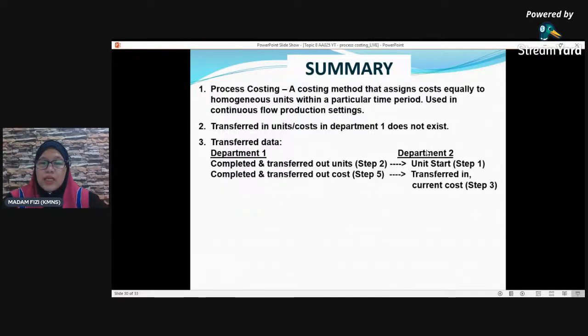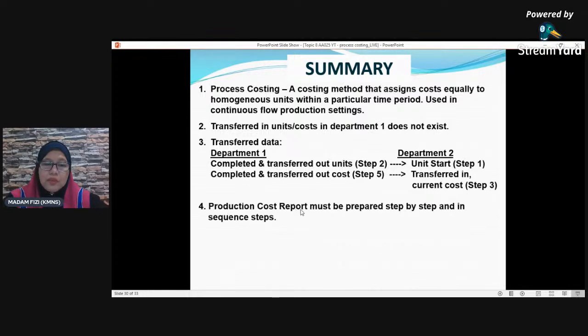So dekat di Department 2 tu, dia adalah unit start dia. Tapi unit start tu kita panggil apa? Transferred in. And apa ni? Completed and transferred out in step 5. That's mean the transferred in and the cost current in step 3, okay, dia punya total mesti sama.